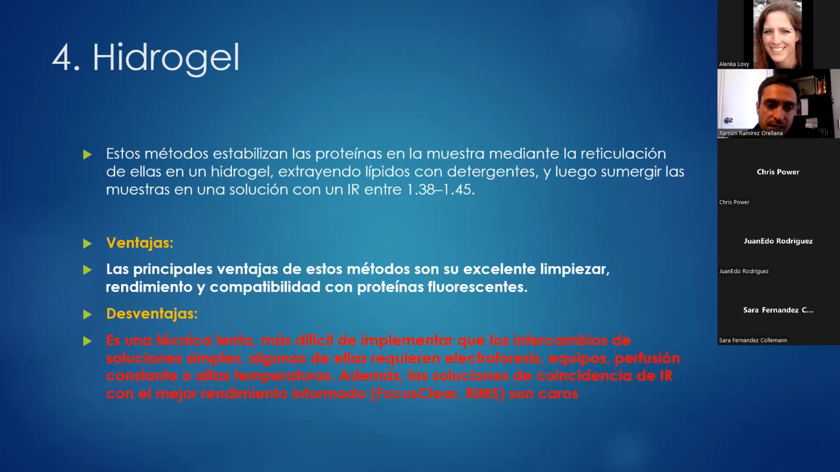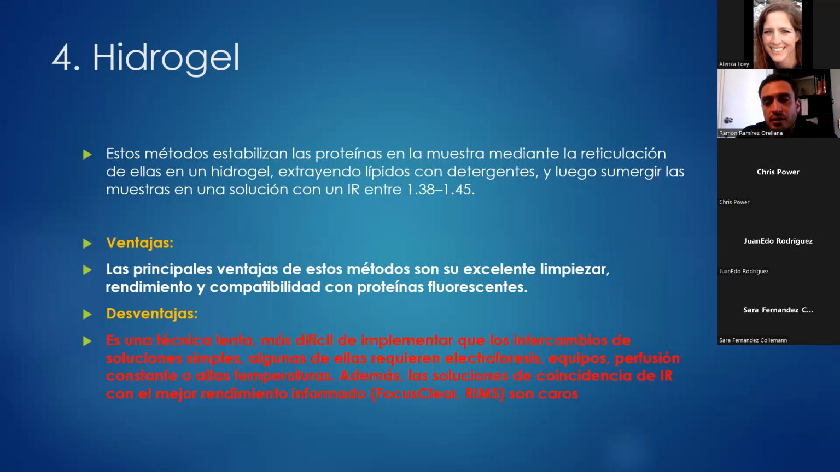La ventaja principal es que estos métodos son excelentes para limpiar. Mantienen la fluorescencia de las proteínas y tienen un alto rendimiento. La desventaja principal es que es difícil de implementar de alguna forma porque requiere equipamiento bastante caro. Requiere electroforesis y perfusión constante, lo que quiere decir que se tiene que estar limpiando constantemente este líquido de limpieza, y se ocupan en altas cantidades.